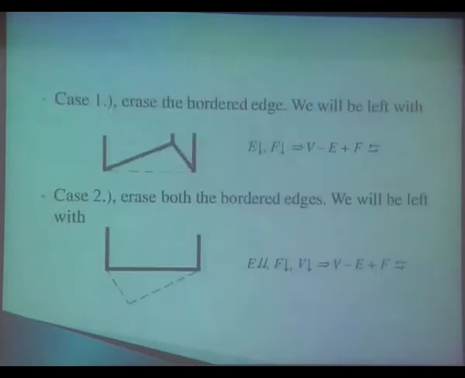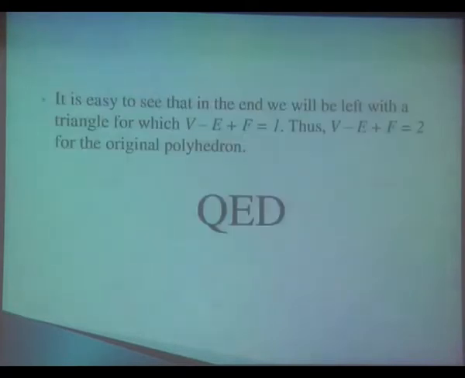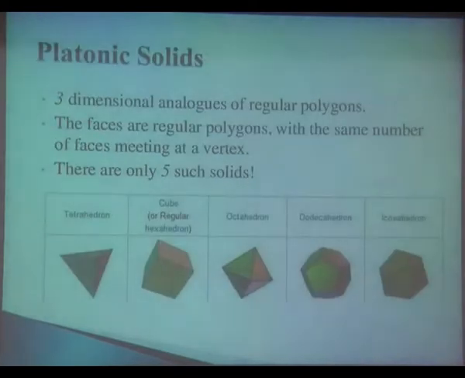Now it is from this fact that I'll prove that there are only 5 platonic solids. Now what are platonic solids? Platonic solids are simply the 3-dimensional analogues of regular polygons. Unfortunately or fortunately, there aren't infinitely many of those. There are just 5 of those, and that is what I set out to prove here.